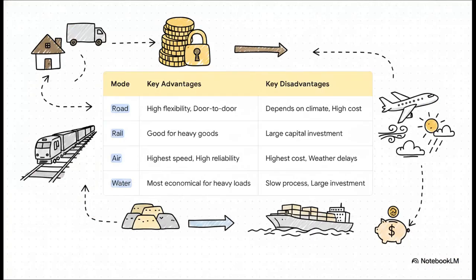So check this out. Road travel, it's super flexible. You can literally go from your front door to any other front door. But for long distances, it gets pricey. Rail is a beast for moving heavy stuff across the country, but man, the cost of laying all that track is huge. Air travel, nothing is faster. But it's the most expensive, and a little bad weather can throw everything off schedule. And finally, water. It is by far the cheapest way to move massive loads, but it's also the slowest.